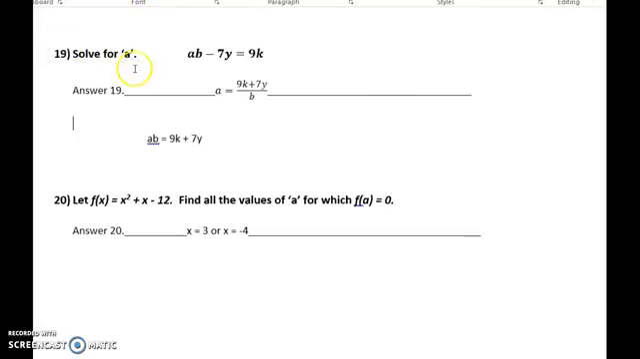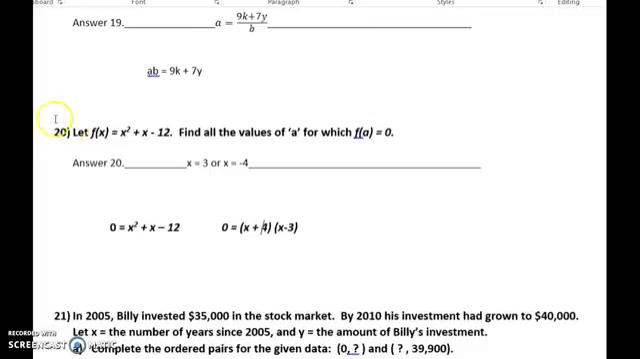Number 19, we're solving for the letter A, which means get A alone on one side. So to start with, you'd want to add 7y to both sides. That will get you here. And then the last thing you need to do is divide both sides by B, and that will get you to the answer.